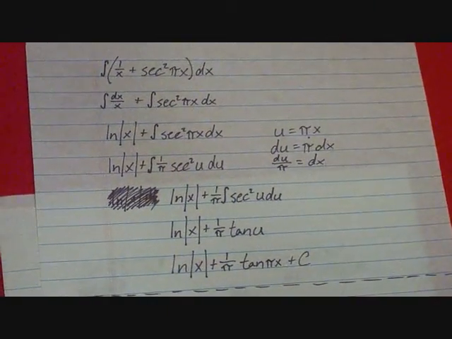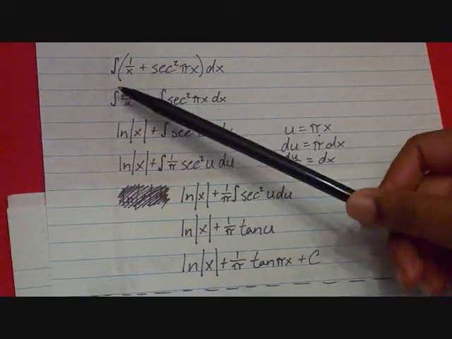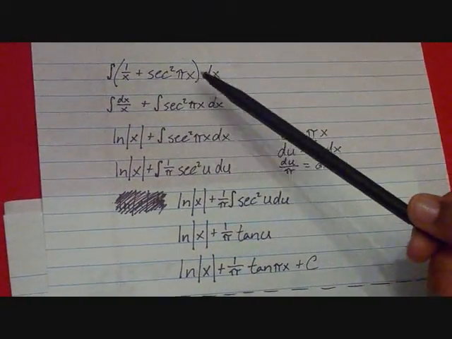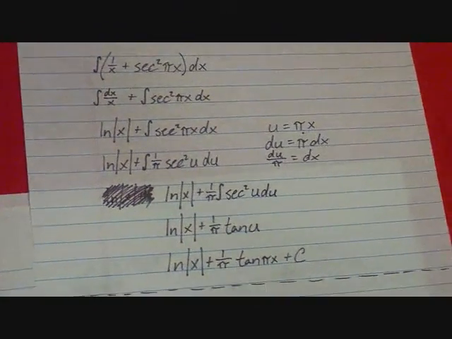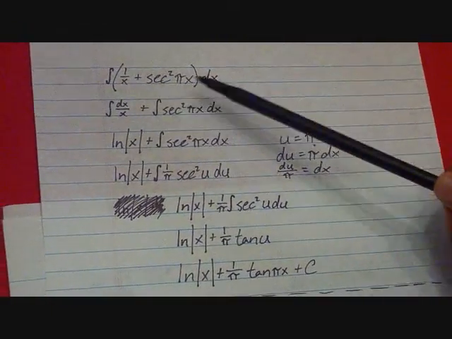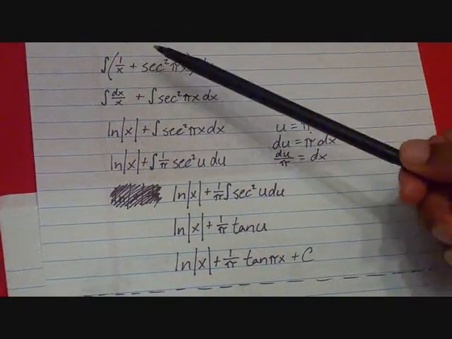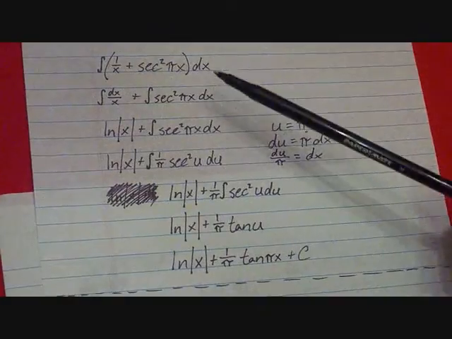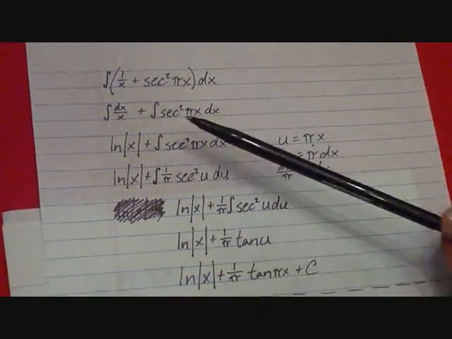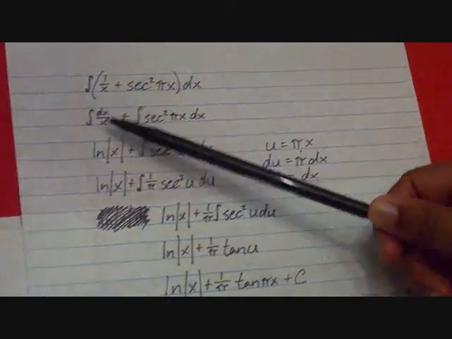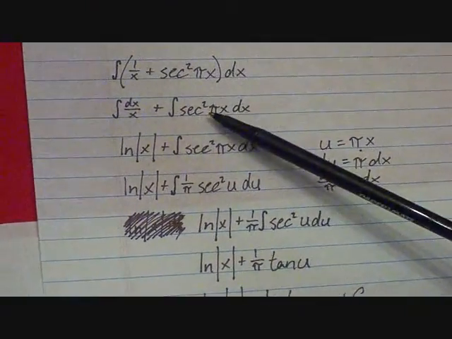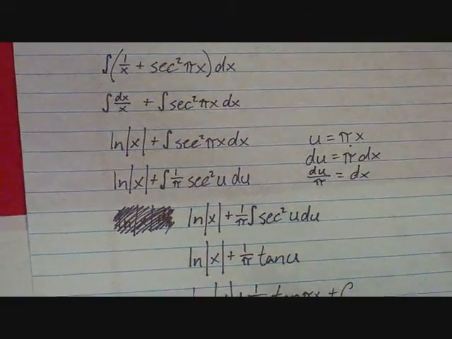Okay, so the equation we had to evaluate was the integral of 1 over x plus secant squared pi x dx. So what we have here is the sum of the integrals. So what we did is we separated them to be their own individual integrals. So we ended up getting the integral of dx over x plus the integral of secant squared pi x dx.